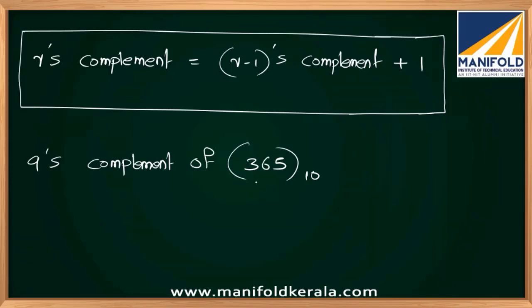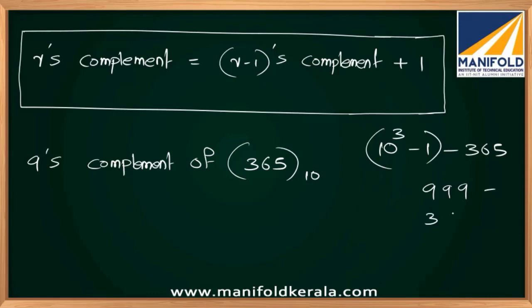To get the 9's complement, there is an easy trick. Definition-wise, it is 10 cube minus 1 minus 365. Why 10 cube? Because there are three digits. So this results in 999 minus 365. This is very easy: 9 minus 5 is 4, 9 minus 6 is 3, and 9 minus 3 is 6.